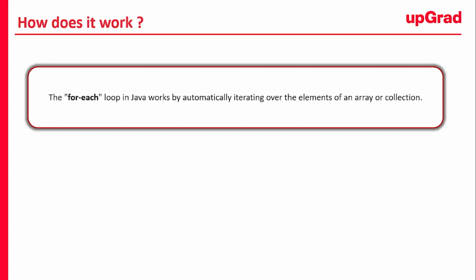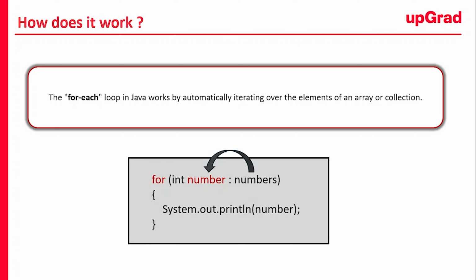All right. So here's the example on the screen, as we can see. So int number. Here it declares a variable named number of the type integer. So this variable will hold each element of the array numbers.